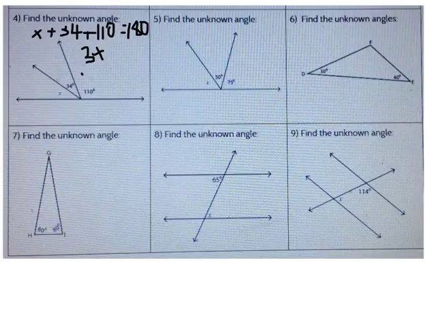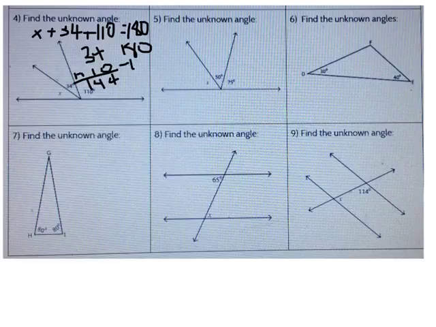What's 34 plus 110? 34 plus 110 is 144. Now I can subtract from 180 to find the missing angle. What's 180 minus 144? Well, 10 minus 4 is 6, 7 minus 4 is 3. The missing angle is 36 degrees.